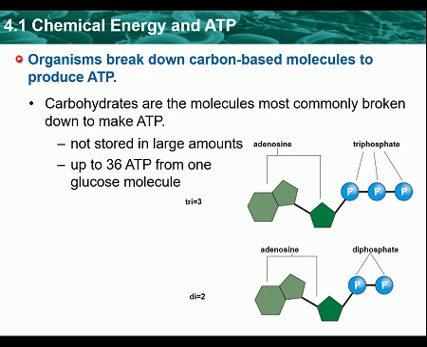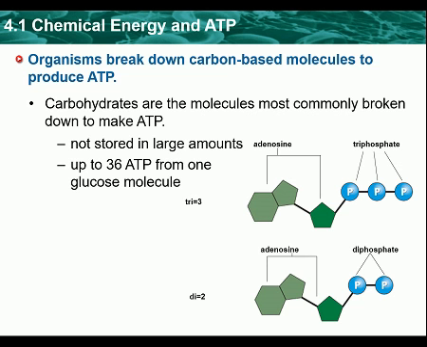Second main idea: organisms break down carbon-based molecules to produce ATP. Foods that you eat do not contain ATP that your cells can use. First, the food must be digested. One function of digestion is to break down food into smaller molecules that can be used to make ATP. You probably know that different foods have different amounts of calories, which are measures of energy. Different foods also provide different amounts of ATP.